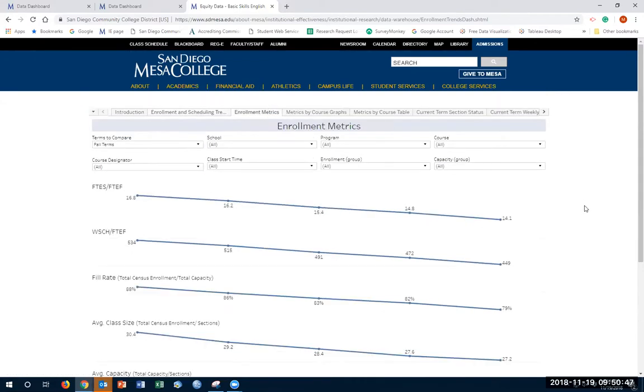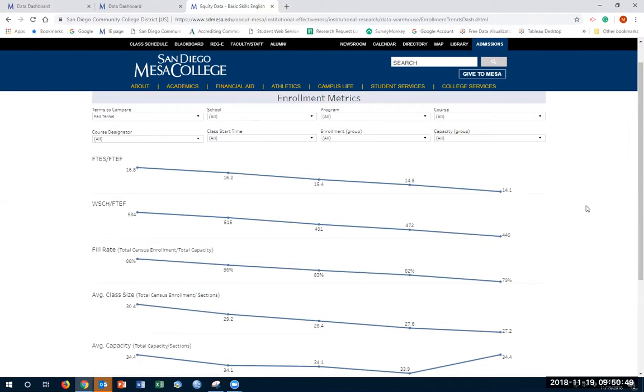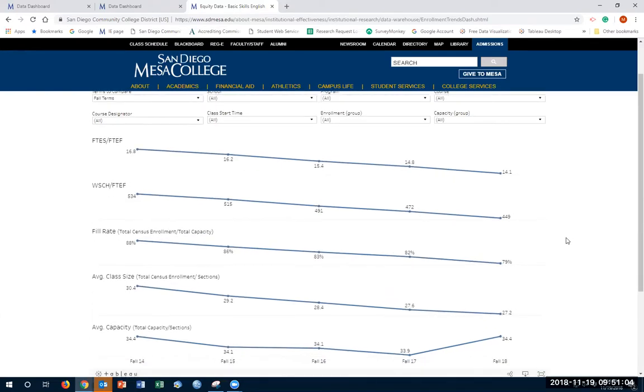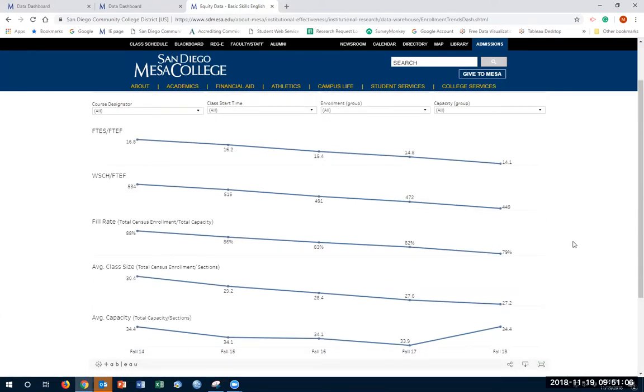The next is enrollment metrics. So this page lets you look at various combinations of the previous metrics that we looked at and show productivity and efficiency, and can help us get a better idea of the courses that students are enrolling in, and places where we might not have the highest levels of enrollment.